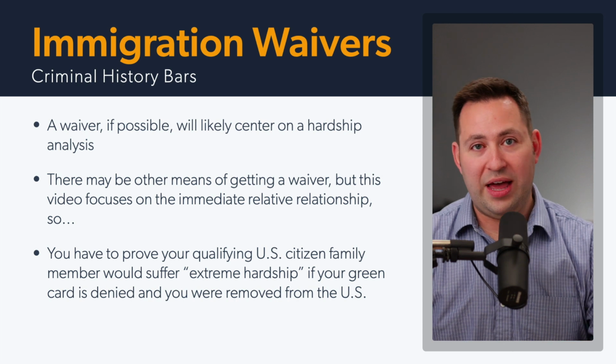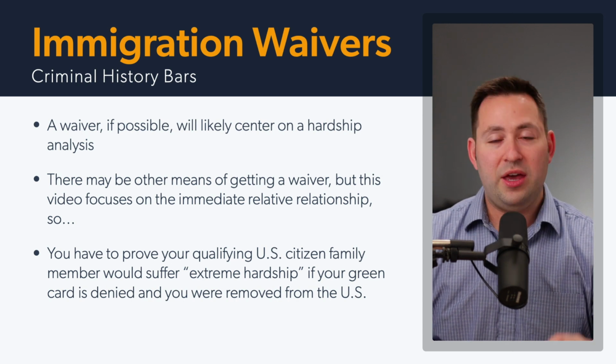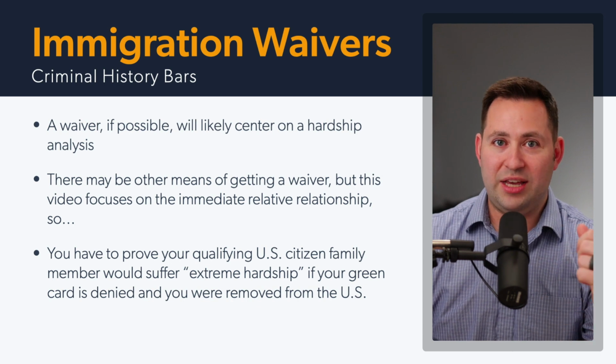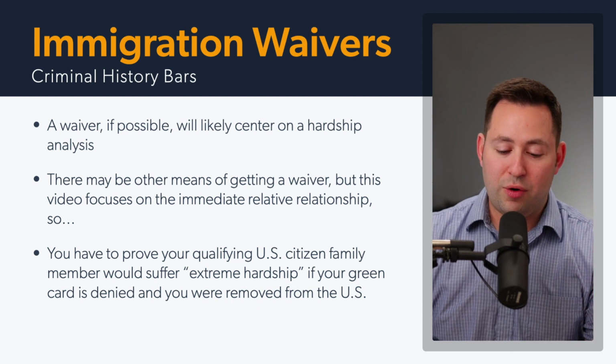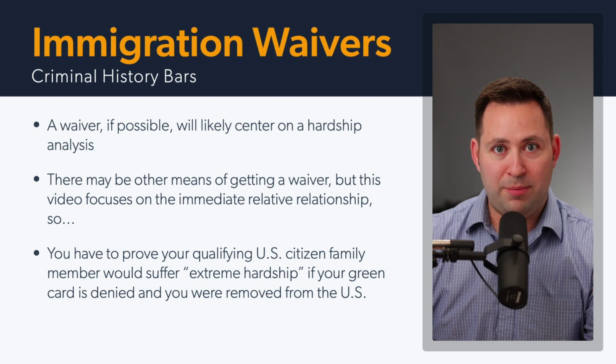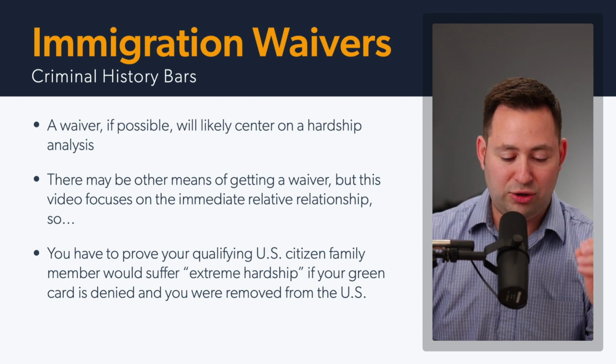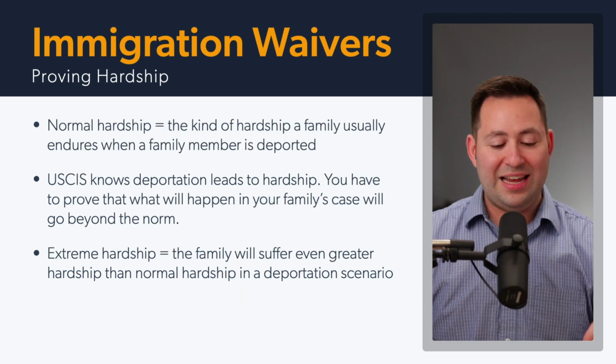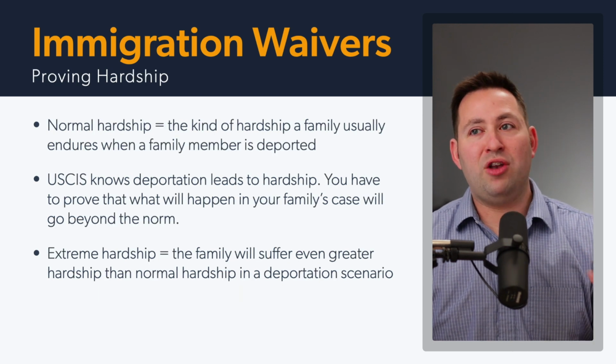And the way that you do that is through a hardship analysis. You have to prove that if you were removed from the United States or not allowed to get a green card, your U.S. citizen family member would suffer extreme hardship. And that's what you have to prove. You have to prove that it goes above and beyond normal hardship.